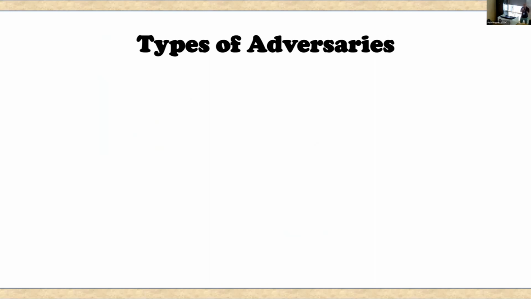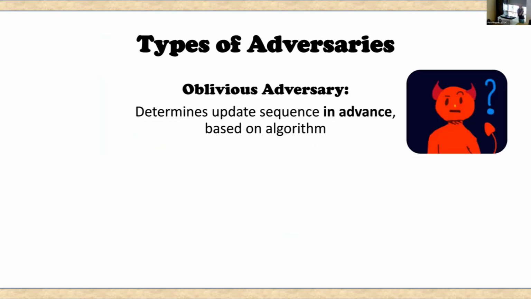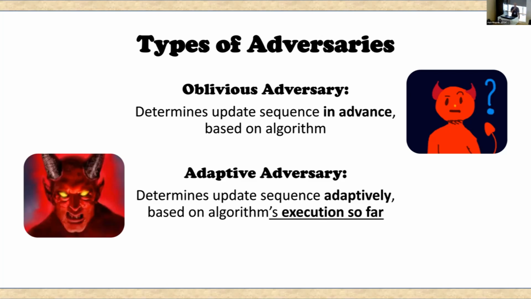So in the dynamic algorithms literature, we distinguish between two types of adversaries, or two types of update-sequence generating mechanisms. The first is the oblivious adversary, which looks kind of simple and cartoonish. It determines its update sequence in advance based on the algorithm's pseudocode, but not on the algorithm's performance so far, and in particular, not based on the algorithm's randomness. In contrast, there's a much more refined and much more intimidating looking adaptive adversary, which determines its update sequence in an adaptive fashion based on the algorithm's execution so far.